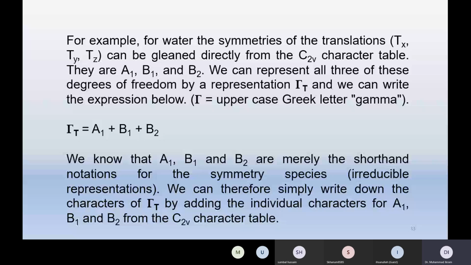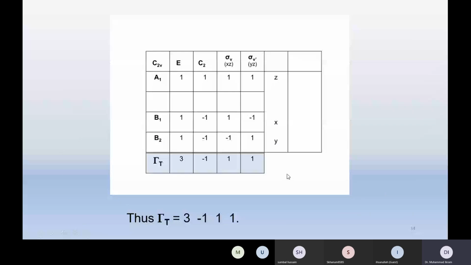So gamma t, अब हम सिर्फ हमारे पास एक रो जो है हमने ख़त्म कर दिया क्योंकि हम सिर्फ ट्रांसलेशन के लिए करते हैं. सो Z, X एंड Y. तो अब इनको सम अप करें तो आपके पास इसके लिए रिड्यूसिबल रिप्रेजेंटेशन आ जाएगा. सो 1 + 1 + 1 इज इक्वल टू 3. 1 - 1 - 1 इज इक्वल टू -1. 1 + 1 + -1 इज इक्वल टू 1. 1 - 1 + 1 is equal to 1. So translational reducible representation is 3, -1, 1 and 1.